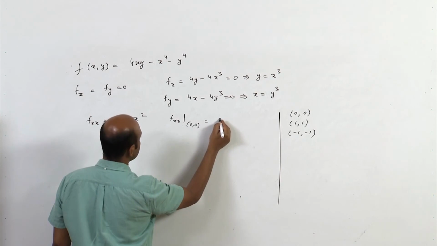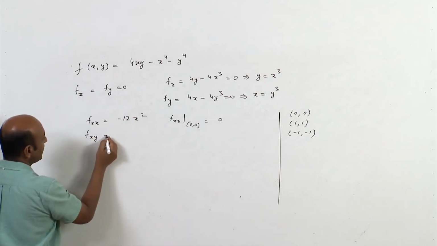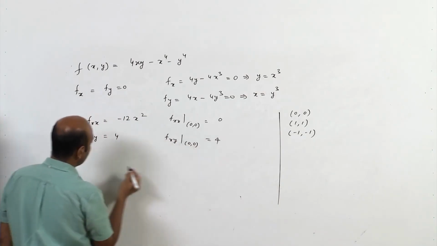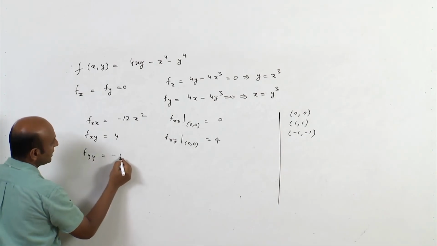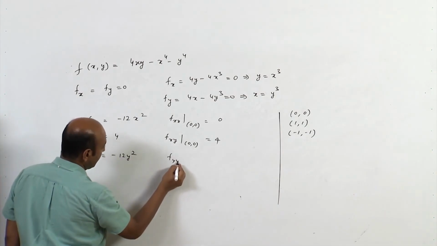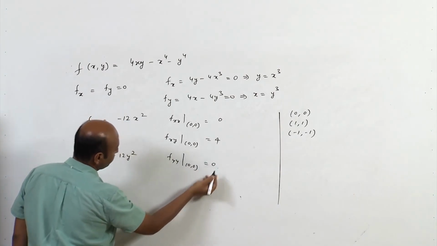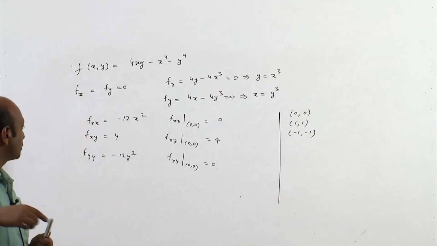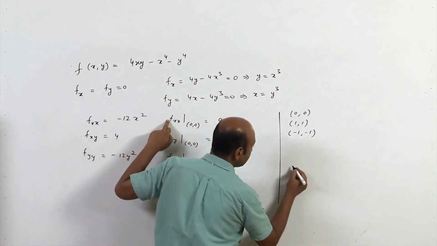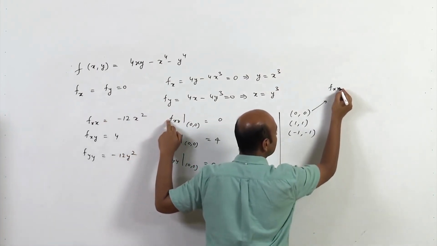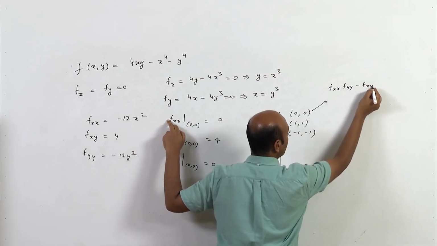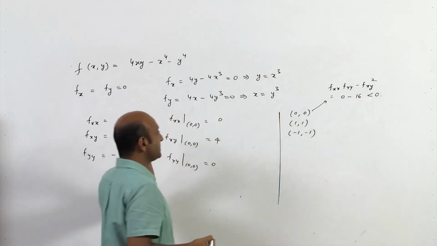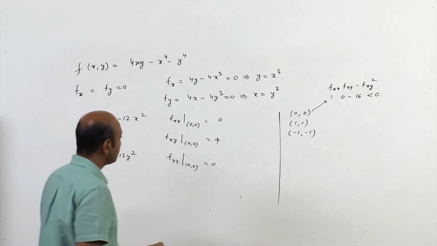At (0, 0) fxx is 0. What is fxy? Fxy is 4. So fxy at (0, 0) is also 4. And what is fyy? Fyy is -12y square, which at (0, 0) is 0. So you find fxx into fyy minus fxy square. So this is 0 minus 16, which is less than 0. This implies this point is a saddle point.